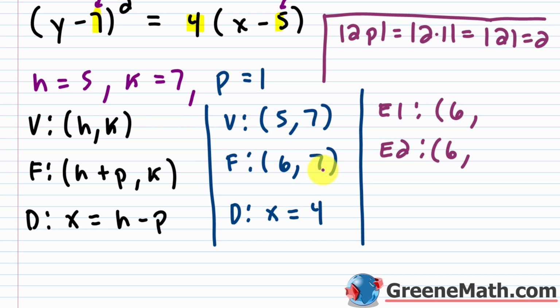So I'm going to take this y coordinate from the focus, which is 7, and I'm going to subtract away 2. So that's going to put me at 5. And then I'm going to take this y coordinate from the focus, which is 7, and I'm going to add 2, which is 9. So those would be your endpoints. So you're going to have (6, 5), and then (6, 9).